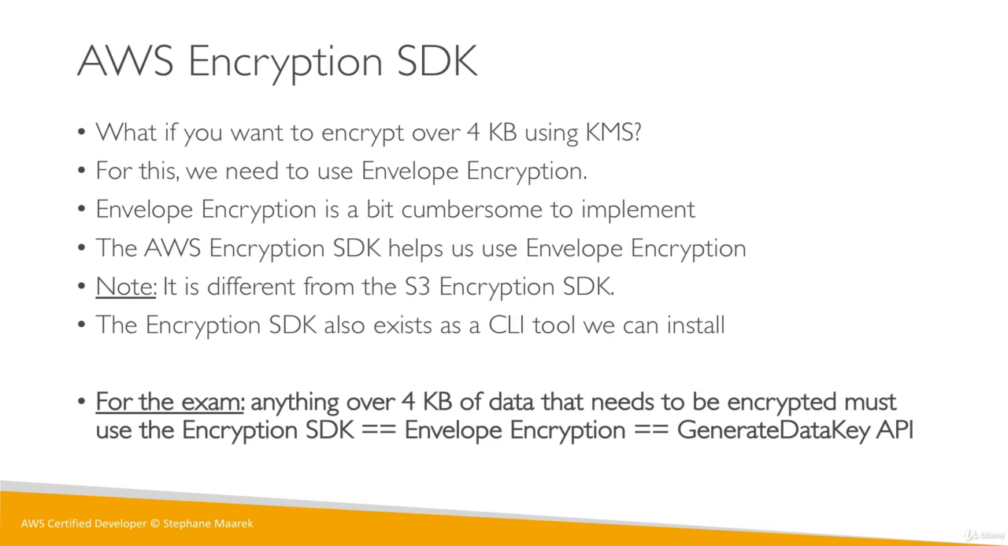Now, for those who came just for the exam and don't want to understand exactly how the encryption SDK works, basically anytime the exam asks you, we have over 4 kilobytes of data, so maybe 1 megabyte of data, and it needs to be encrypted using KMS, how do I do this? The response is use the encryption SDK. That also means use envelope encryption. And the API call done by the envelope encryption is called the generate data key API. So if you just wanted to remember one thing, it would be that one line, okay? For anything over 4 kilobytes of data, use the generate data key API or the encryption SDK. That's it if you just want to pass the exam.